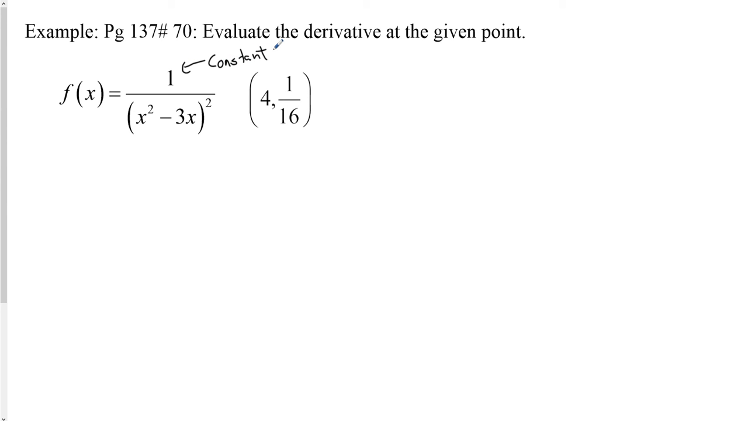I can use a version of the constant multiple rule, and I can rewrite this particular expression as f of x equals 2 times x squared minus 3x all to the negative 2 power. And I can do that because of the constant. Now, if it was x on the top, I'd have to do the quotient rule. There's no way around that.